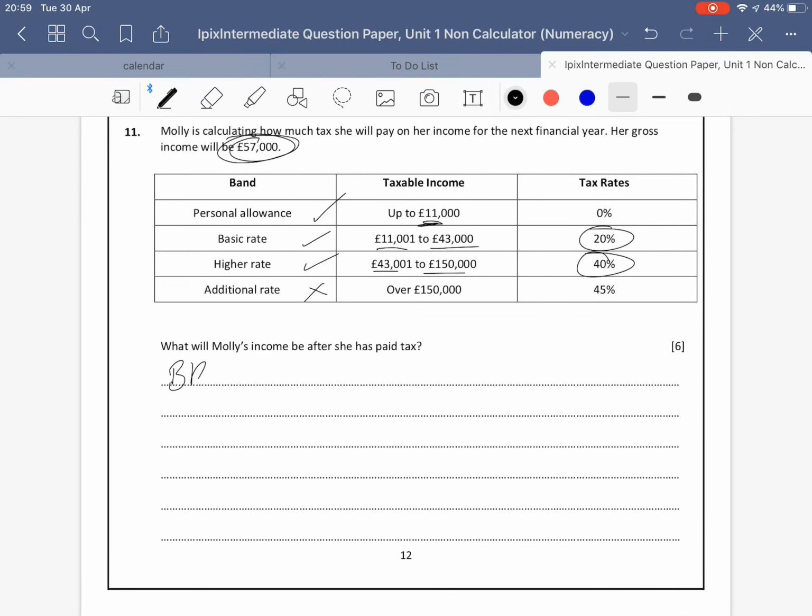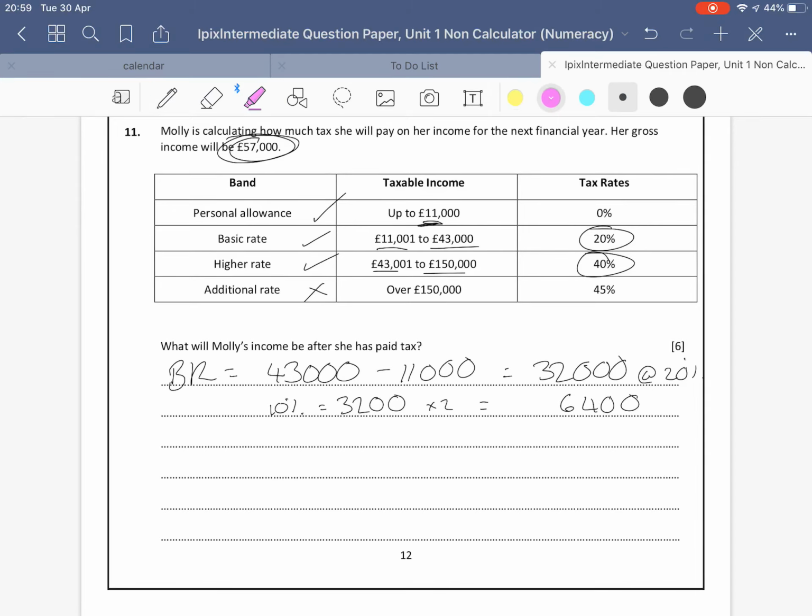So for the basic rate, we have 43,000 minus 11,000, which gives us 32,000, and we're going to calculate that at 20%. I know 10% of 32,000 is 3,200. Times that by 2, so that's 6,400. So she's paying this much tax.